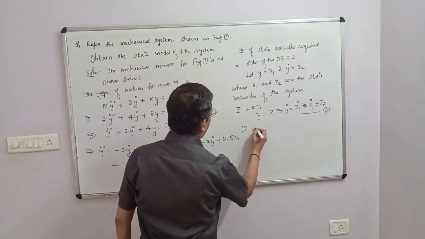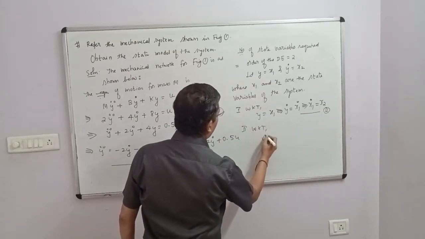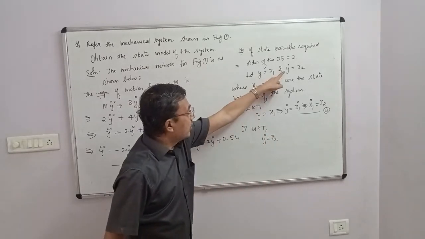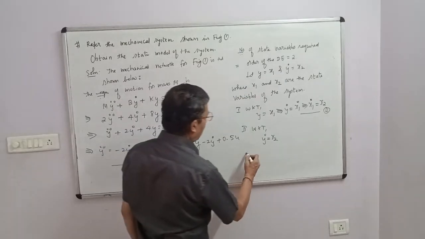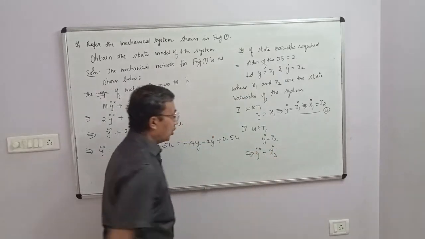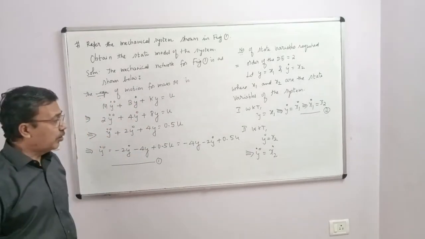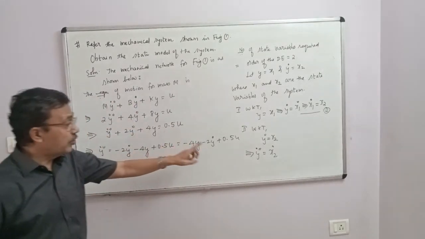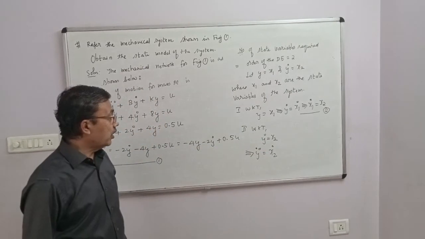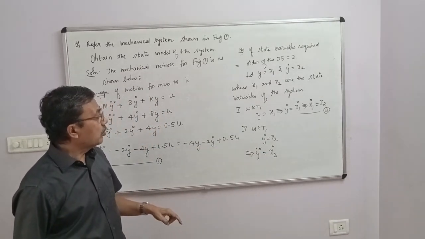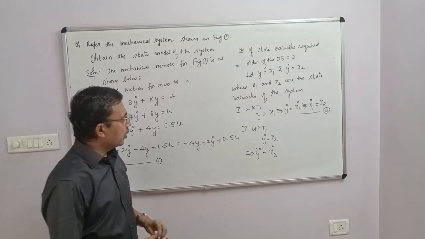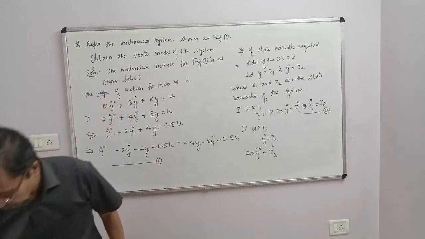Second step, we know that y dot is equal to x2. Differentiate again both sides with respect to t. So what you get? Y double dot is equal to x2 dot. What is y double dot? Y double dot is what? x2. Okay, this cannot be done. Okay, sorry, I made a mistake.